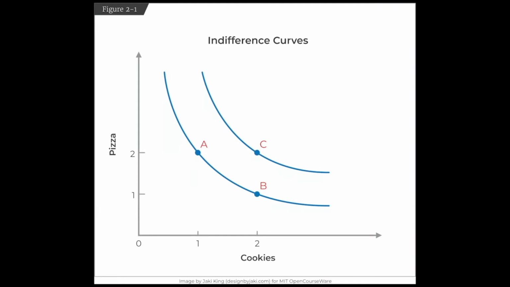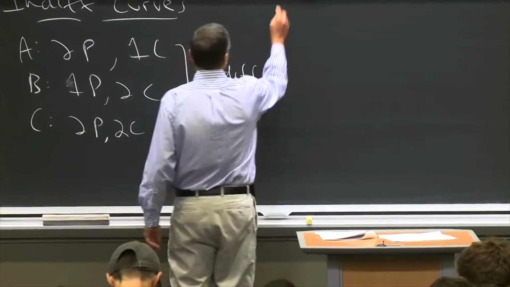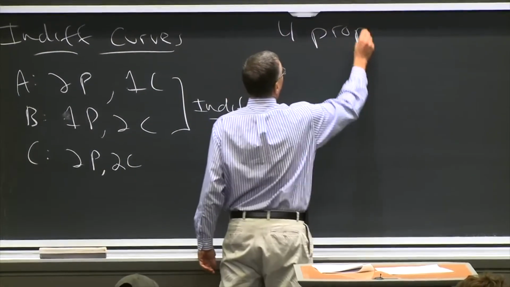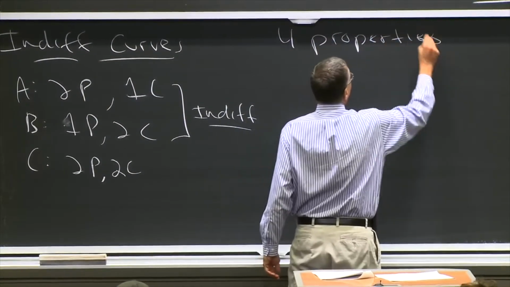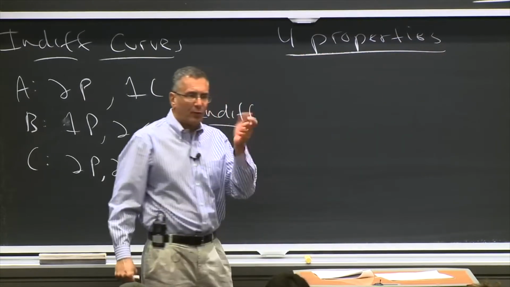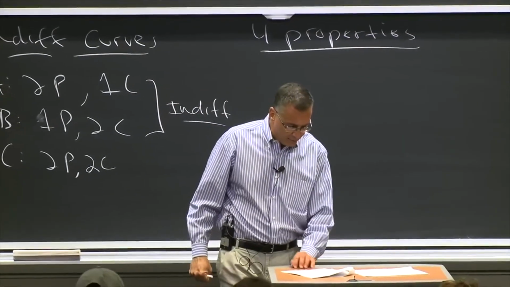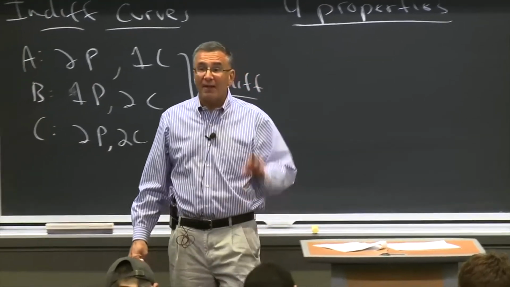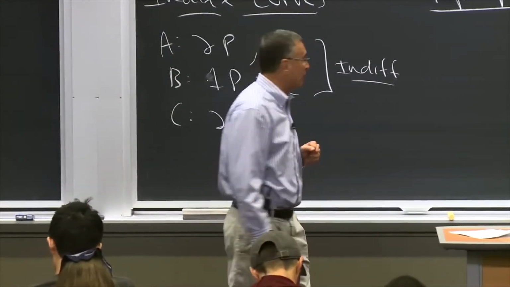And these indifference curves are going to have 4 properties that follow naturally from this. It's really 3.5. The third and fourth are really pretty much the same, but I like to write them out as 4. 4 properties that follow from these underlying assumptions.